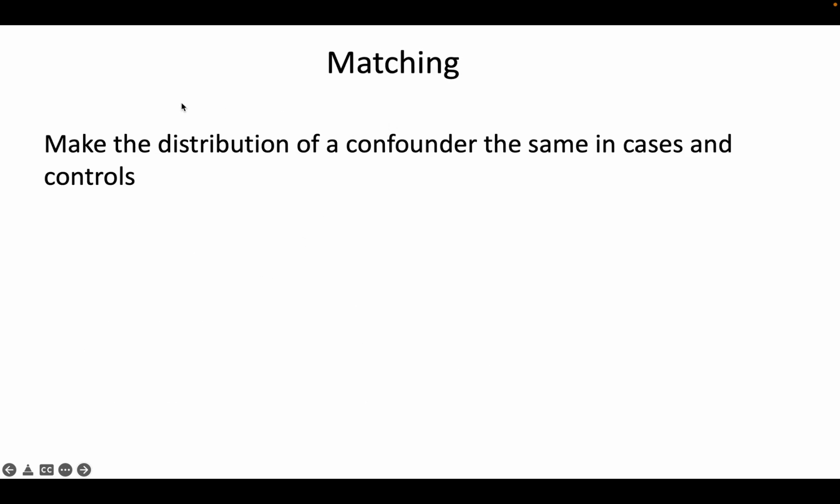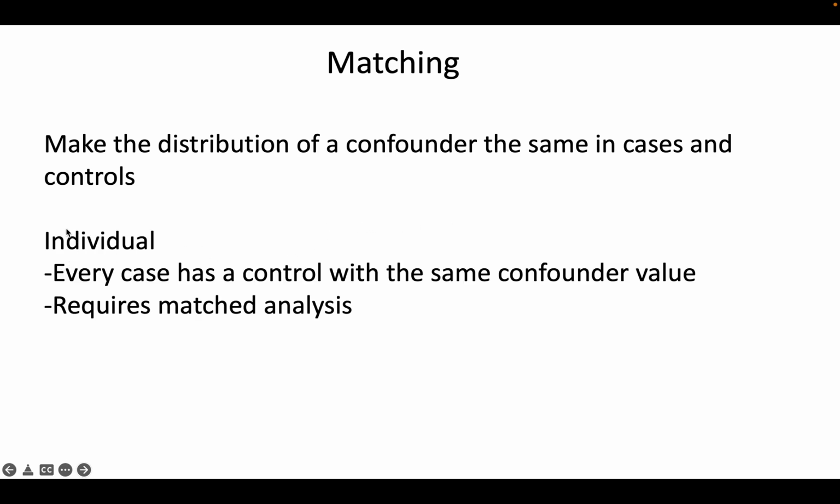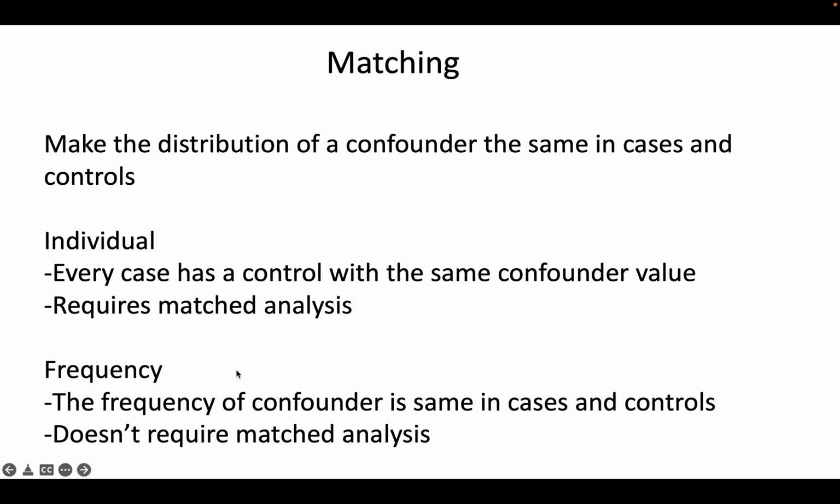I'm going to briefly talk about matching. This is another one that's going to get its own video. If you make the distribution of a confounder the same in cases and controls, you have eliminated its influence on the relationship under study. With individual matching, every case has a corresponding control, and it requires a matched analysis. With frequency matching, not every case has a corresponding individual, but we've made it so the frequency of a confounder is the same in the case and control group.